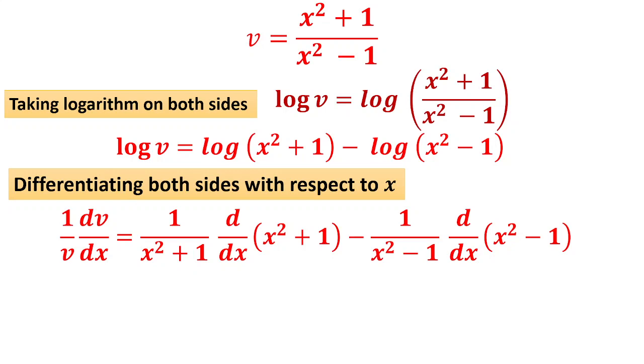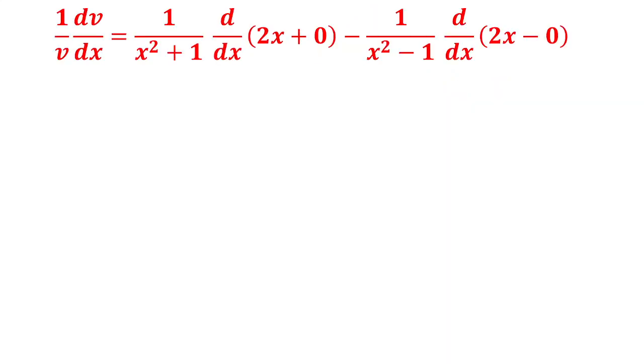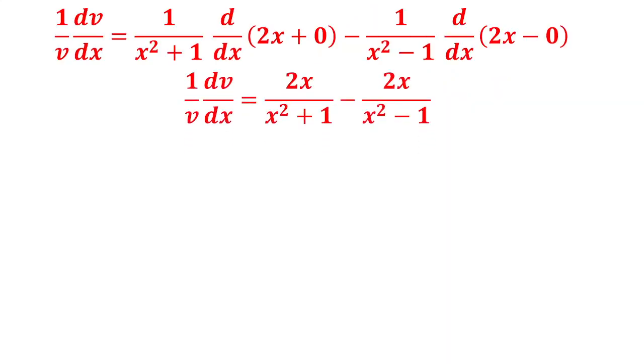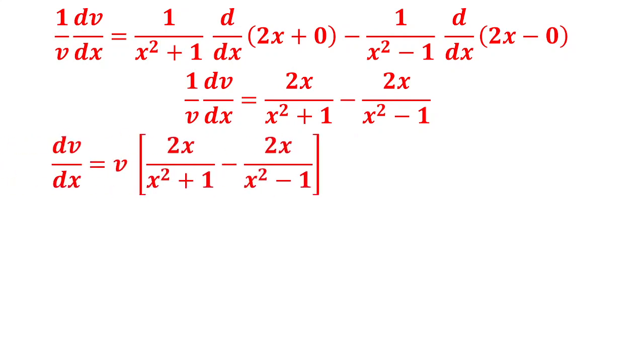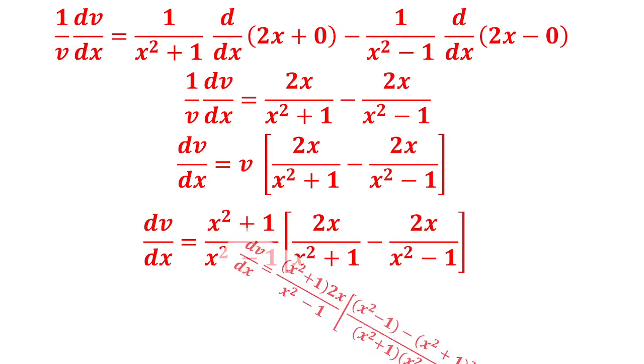Differentiation of log of x square plus 1: use chain rule, 1 upon x square plus 1 into differentiation of x square plus 1, minus 1 upon x square minus 1 into differentiation of x square minus 1. Both are 2x. Therefore, you got 2x upon x square plus 1 minus 2x upon x square minus 1. Therefore, I can push that v to the right hand side. Therefore, it is x square plus 1 upon x square minus 1 into 2x upon that.